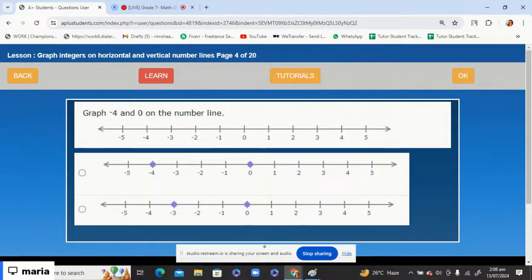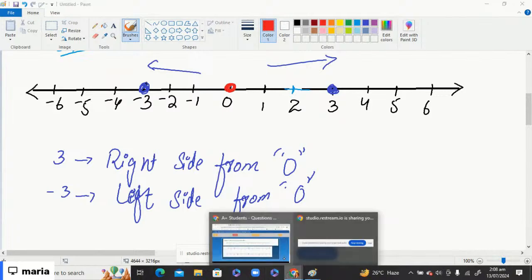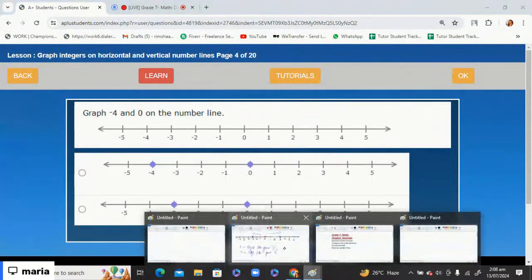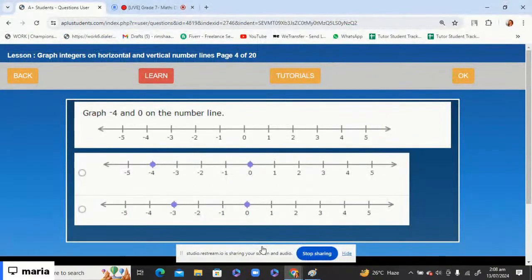Now graph minus 4 and 0 on the number line. As we know, if we're going to mark 0, here is your 0. Okay, and they are saying mark negative 4. So where is negative 4? On the right side or on the left side? On the left side. So these are the two marks. In the first part they are marking negative 4 and 0. In the second part they are marking negative 3 and 0. So which one is the right option? The first one. Okay, so we go with this.